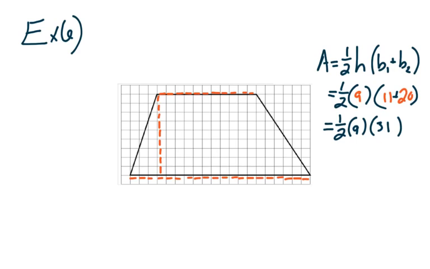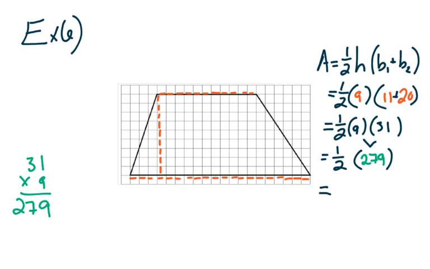Now here's a predicament. We can't take half of 9, that's a decimal. We can't take half of 31, that's a decimal. So we're going to go ahead and do 9 times 31. So off to the side, 31 times 9. 9 times 1 is 9, 9 times 3 is 27. So we get an answer of 279.